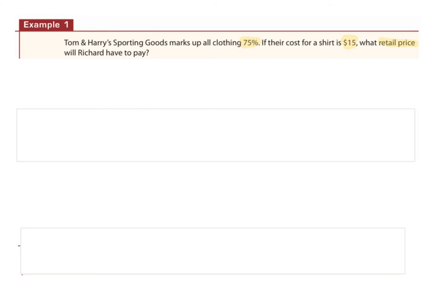So we are going to take that $15 and multiply it by the markup, which is 75%. But I'm not going to write that in my equation that way. How would I write it? Yeah, I'm going to write 0.75. So what is the markup dollar amount here then? 15 times 0.75, or 3/4. Yeah, it's $11.25. So I have found the markup.